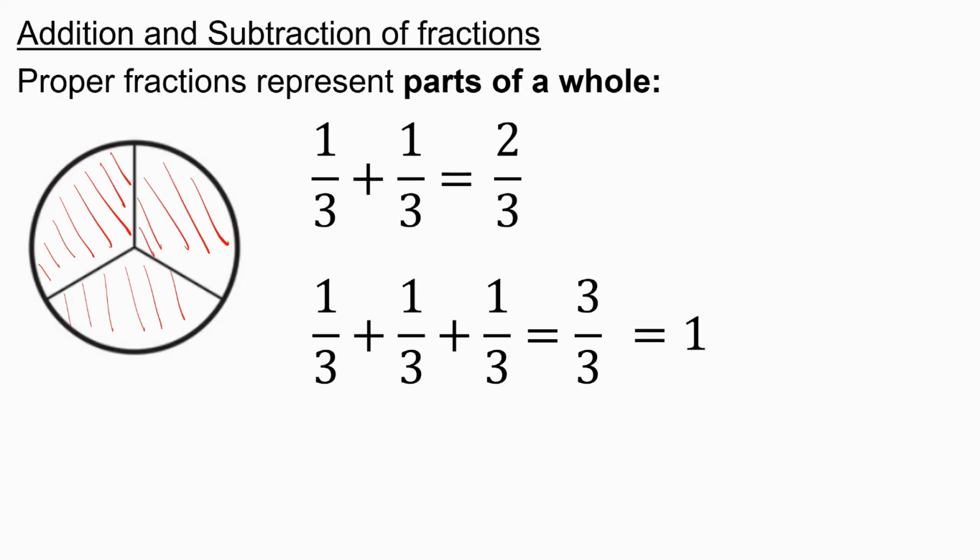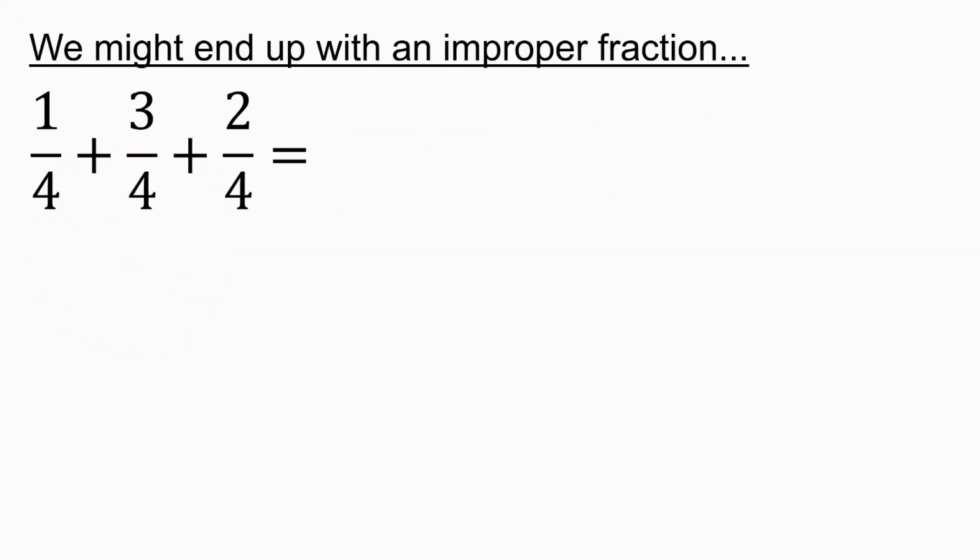In both cases, we should notice that when we add the fractions, we add the numerators, but not the denominators. Remember, numerator is the top number, and denominator is the bottom number of a fraction. You might end up with an improper fraction as an answer. This is just a fraction where the numerator is larger than the denominator. You might have heard it being called a top-heavy fraction.